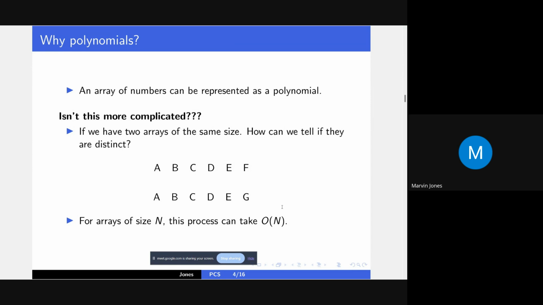Okay. But you go, okay, well, that's more complicated because, again, an array of numbers, that's a list. A polynomial, you have these coefficients, you have a variable, that's weird. So why would I want a polynomial over an array? So we can see this with just this example.